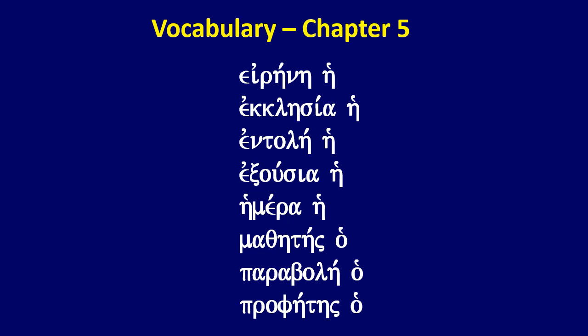And notice that though the ending is eta, the article is omicron. So initially, without the article, you might think that parabole, the word for a parable, is a feminine word in Greek, but it's actually not, it's masculine. And below that is the word for a prophet, prophetes, ho prophetes. And so that's it for our vocabulary list for this lesson.